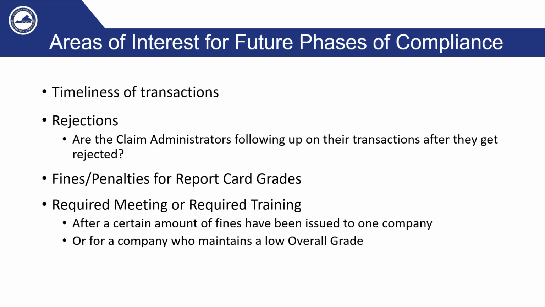Other areas of interest for future phases of compliance are timeliness of transactions, rejections. Are the claim administrators following up on the rejected transactions? Fines and penalties for report card grades. Required meeting or training. This may encompass where a certain amount of fines have been issued to one company or for a company who maintains a low overall grade. The one thing to remember is the Commission will give a substantial amount of notice prior to issuing a fine or penalty in any of these areas.